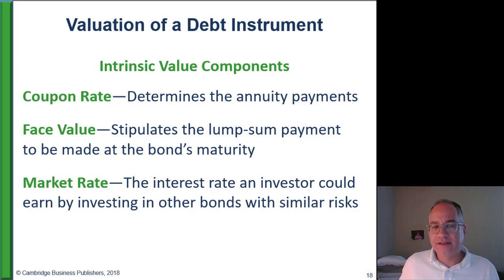Now, if you have debt, debt is a little bit different. Debt has what we call coupon rate, face value, and market rate. Coupon rate is the rate that determines the annuity payments, the cash flows. You would use the coupon rate to determine what the interest payments each half, let's say, are going to be. So let's say you have 20-year debt.